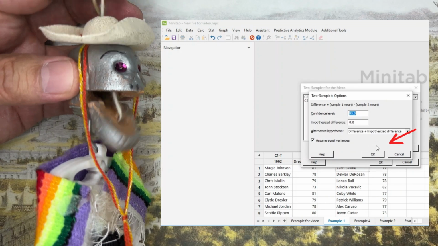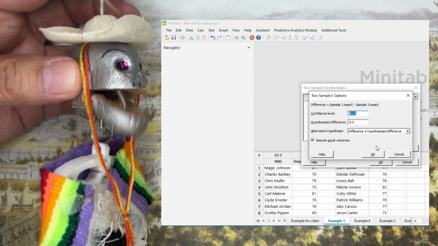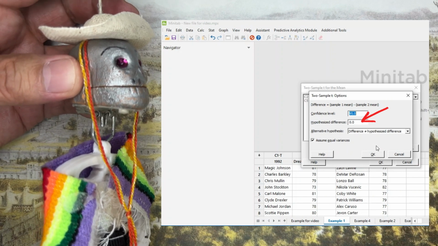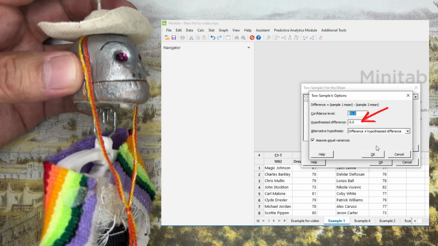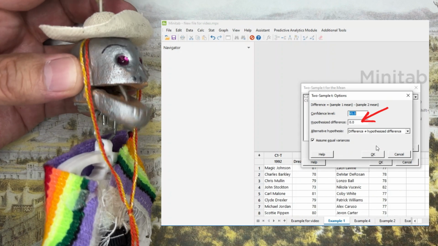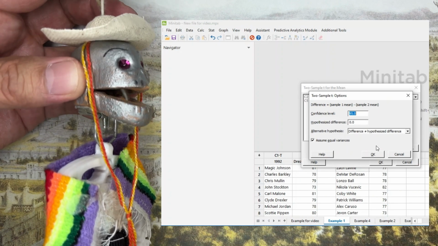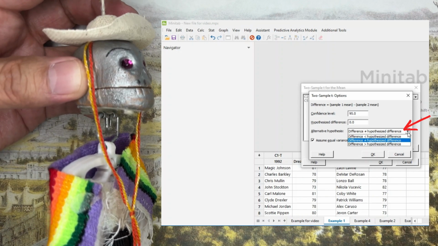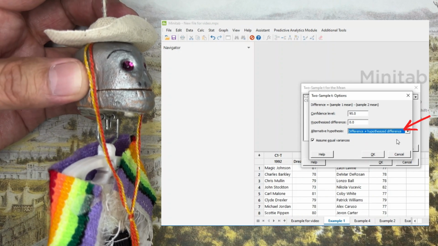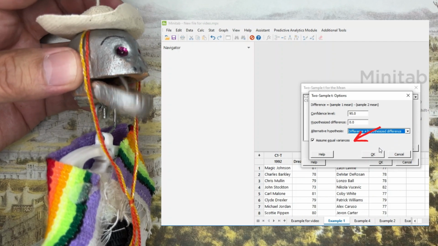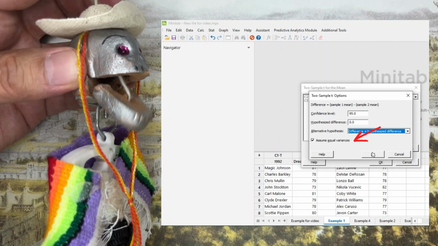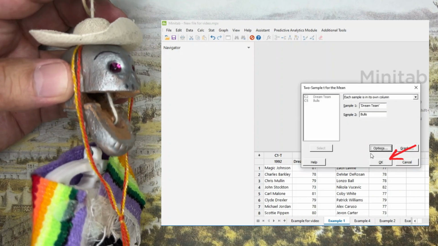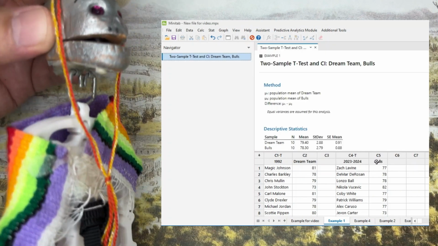If you click Options, you can verify that we are using a confidence level of 95%. The hypothesized difference of 0 means that the null hypothesis is that there is no difference between the means of the samples, and the alternative hypothesis is that there is a difference between them. Same as in the previous example, we're going to assume that the samples have equal variances. Click OK, click OK again, and voila!